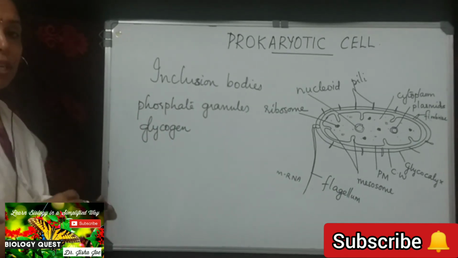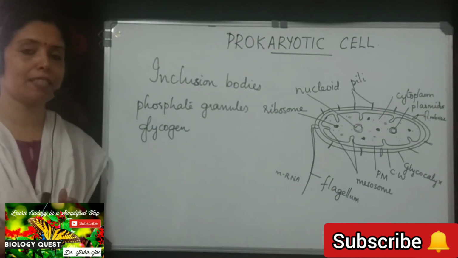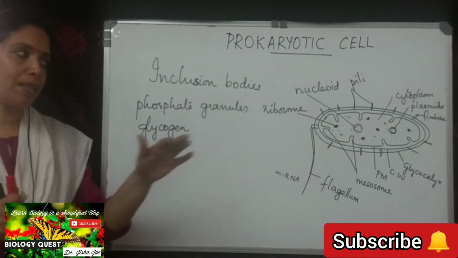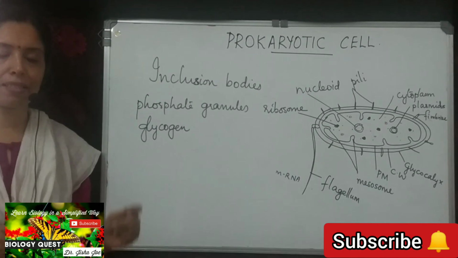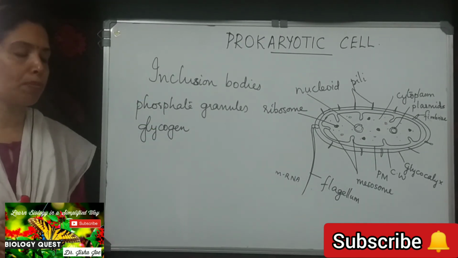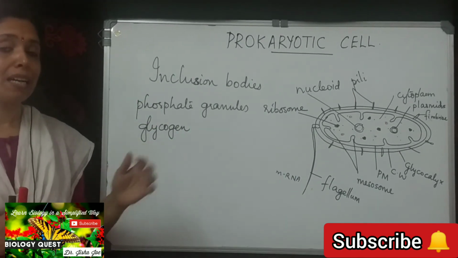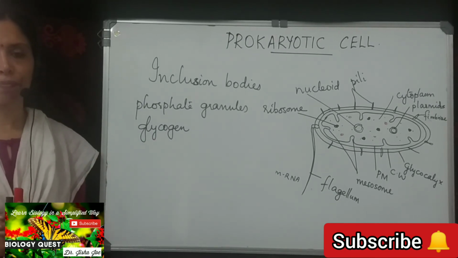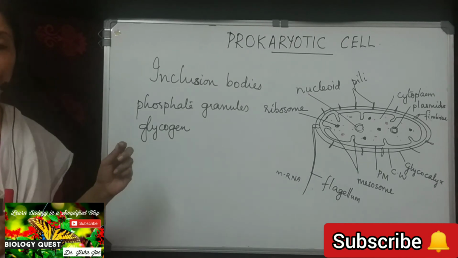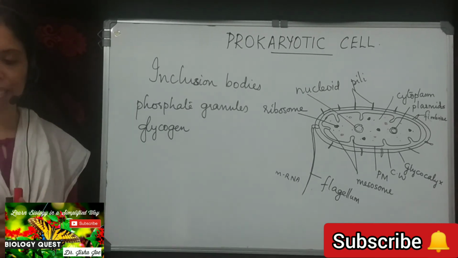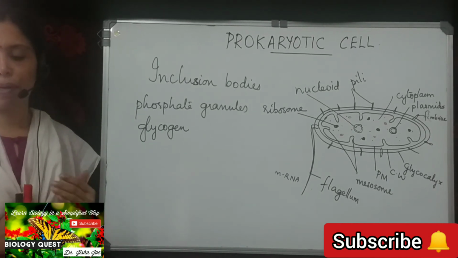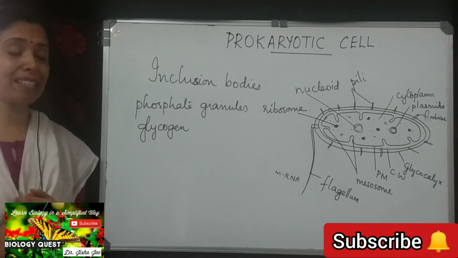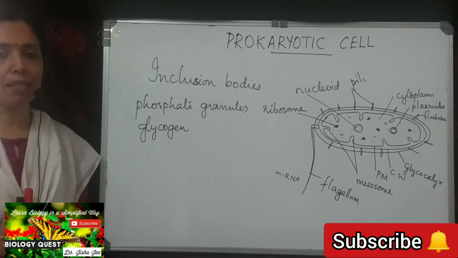So inclusion bodies store reserve materials in prokaryotic cells. They are not bounded by any membranes. They are seen freely lying inside the cytoplasm. Examples of inclusion bodies are the phosphate granules, glycogen granules, cyanophycin granules, etc. Then in photosynthetic bacteria, blue-green bacteria, purple and green photosynthetic bacteria, we can also see gas vacuoles present inside the cytoplasm.